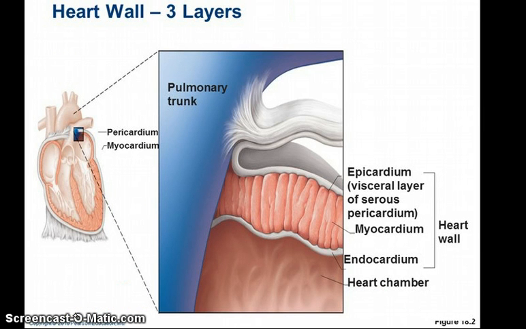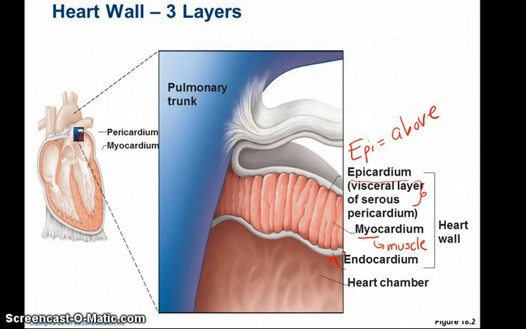Here are the 3 layers of the heart wall. So you'll see the epicardium is the outermost layer. And by the way, the word epi means above. That's a good word to know. So above the heart. It's also the same as the visceral layer of the serous pericardium. The middle layer of the heart is called the myocardium, and remember from A&P1, myo means muscle. And then the inner layer of the heart is called the endocardium.